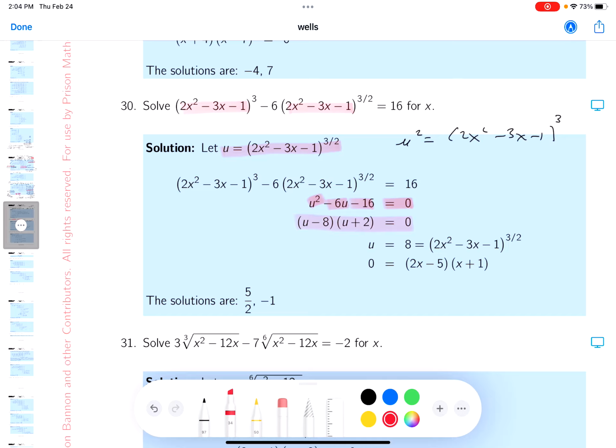Factor it. Relatively simple. And then what do I get? Two solutions. I get u is equal to 8, right? And I get u is equal to minus 2. Now certainly someone says, why didn't you write the minus 2 down? Let me tell you why.